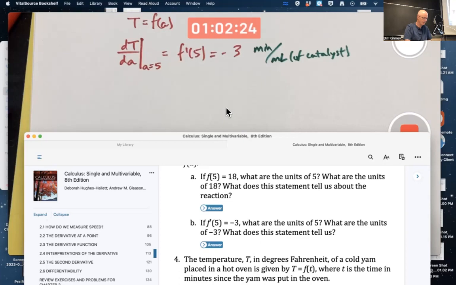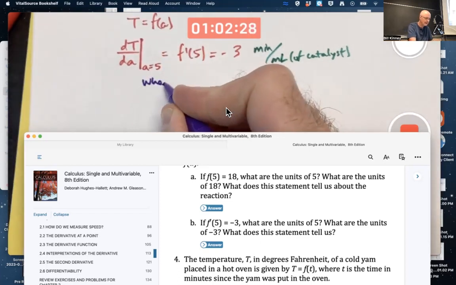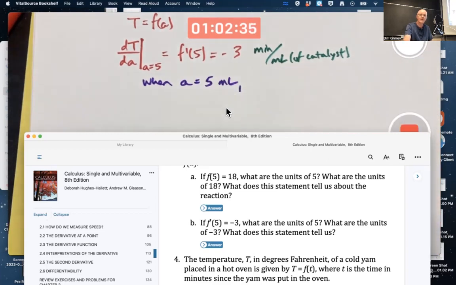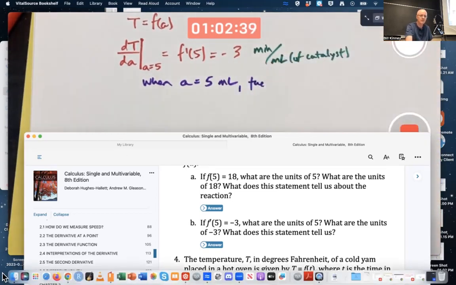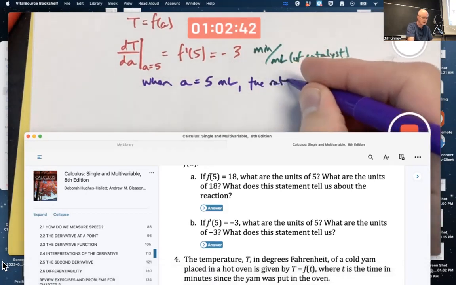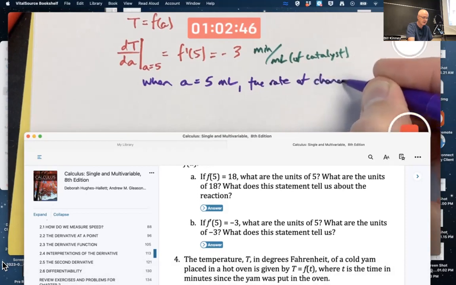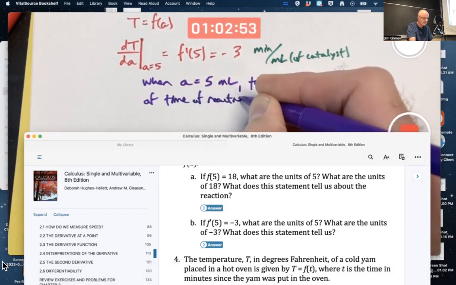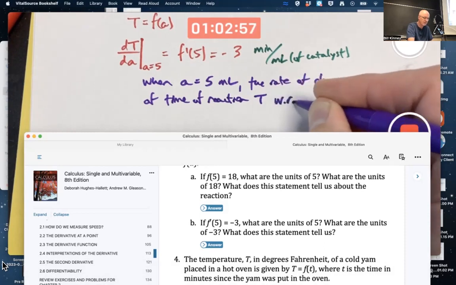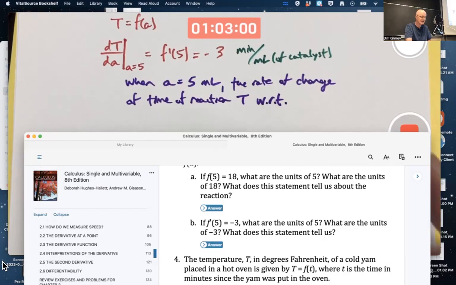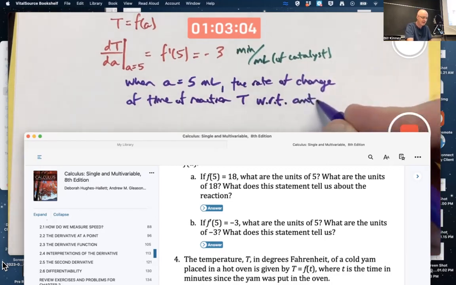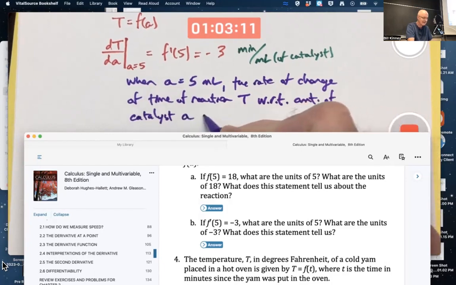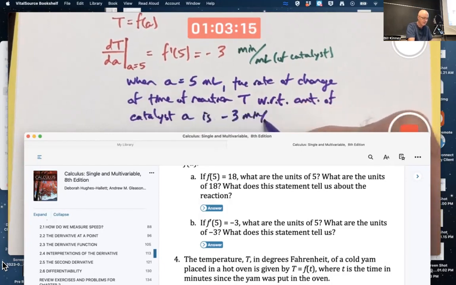More precisely, when a is 5 milliliters, the rate of change, and I would suggest writing this out as I do here, of time of reaction, capital T, with respect to, which I'm fine with you abbreviating as WRT, with respect to amount of catalyst, a, is -3 minutes per milliliter.